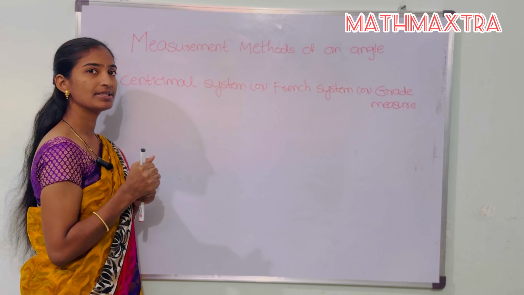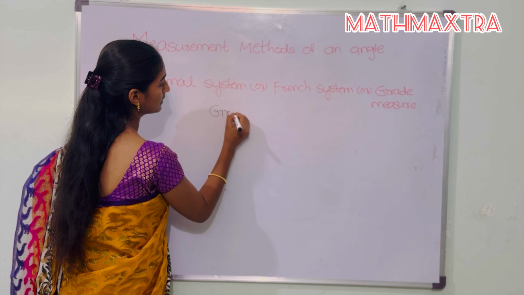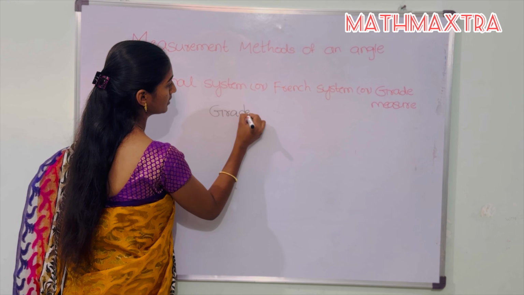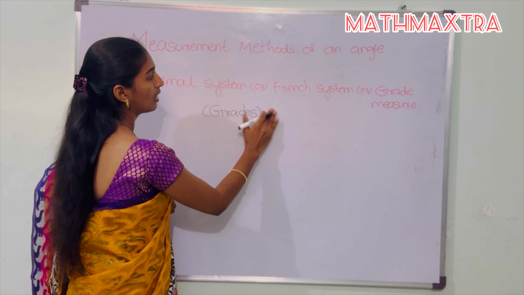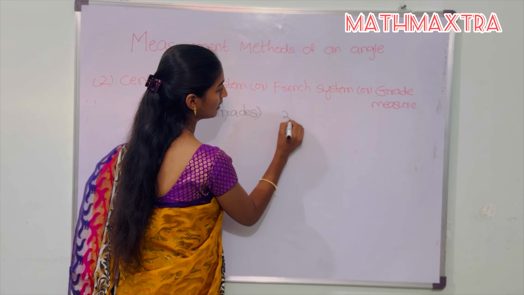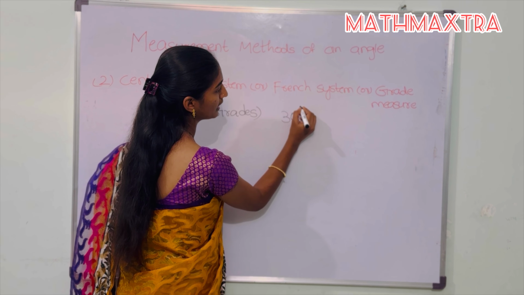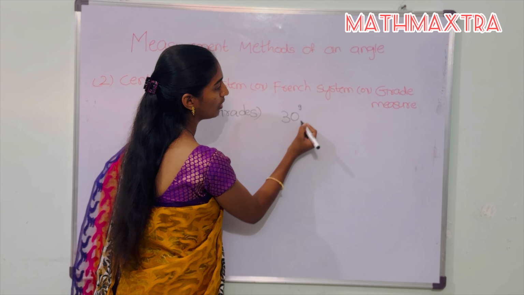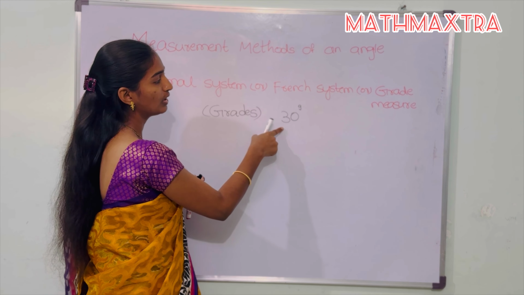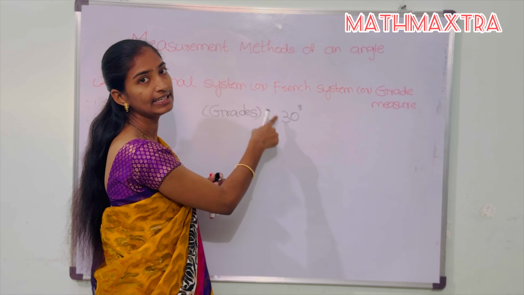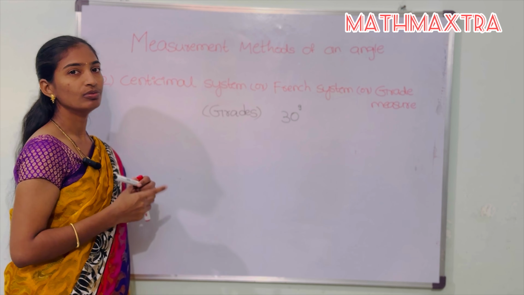So how do we represent an angle in this system? With grades. Suppose 30 grades: you write g on the superscript of a number, and we read it as 30 grades, like this. Okay. So what is a grade now?